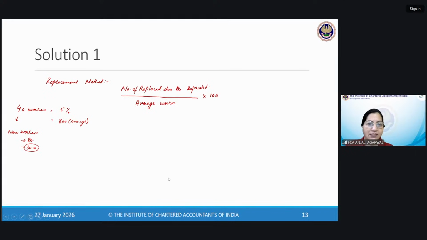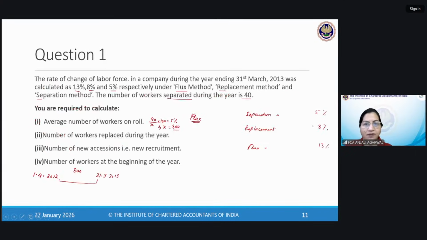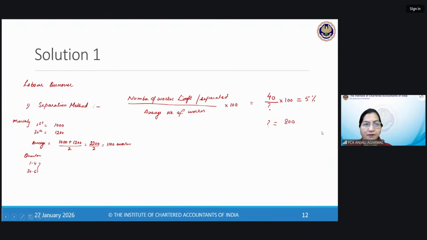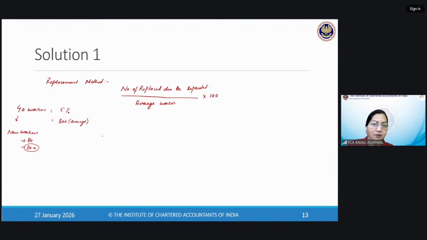So in the previous example, now that we have found out 800 workers is the average, he's asking how many workers replaced during the year. So 8% workers have replaced. Now, formula is number of workers replaced. This time we don't know, that is being asked. But we have found out that the average number of workers are 800.